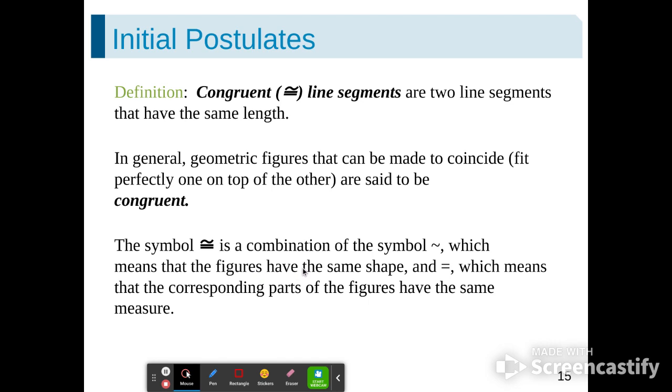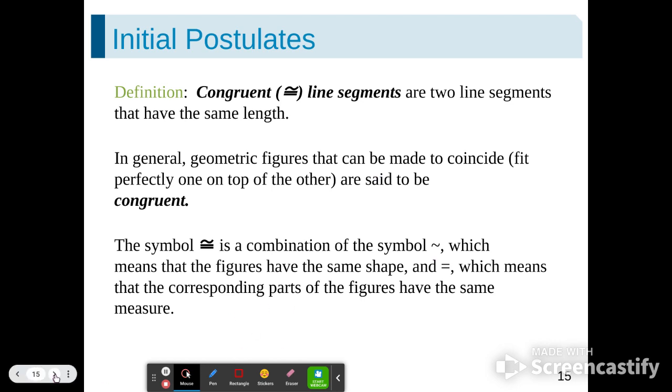All right, so continuing those initial postulates, just working through some of them. We have congruence, which is the equal sign with a little tilde on top. Congruent line segments are two line segments that have the same length. Geometric figures that can be made to coincide or fit perfectly one on top of each other are said to be congruent. The symbol of congruence is a combination of a tilde with an equal sign, and it means that the corresponding parts of the figures have the same measure.